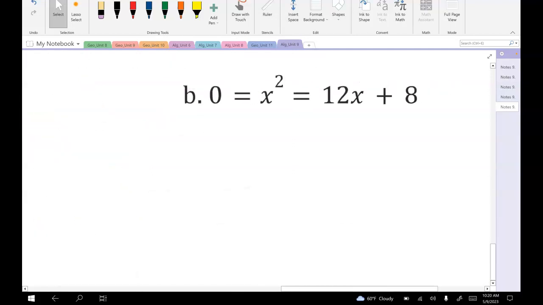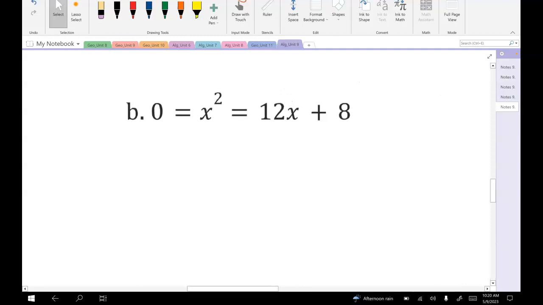Looking at example 1b, we don't want two equal signs. This should be a plus 12. So change that.